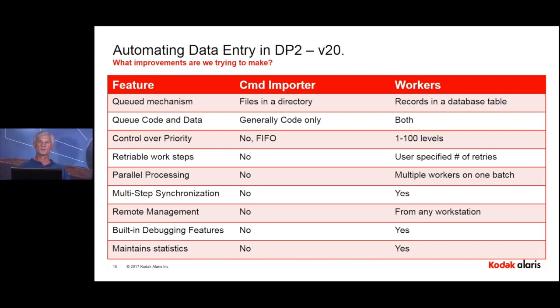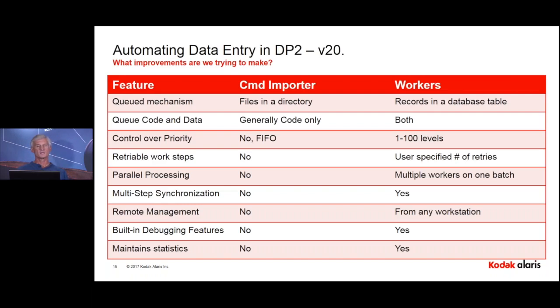You can actually embed both code as well as data in that database record. So as an example, if you were taking in work from another system and that work came in as XML, you might put the XML in as the data. And the code would be whatever code you need to parse that XML and actually create the order in DP2. So that can all be stored in the queue and operate together.